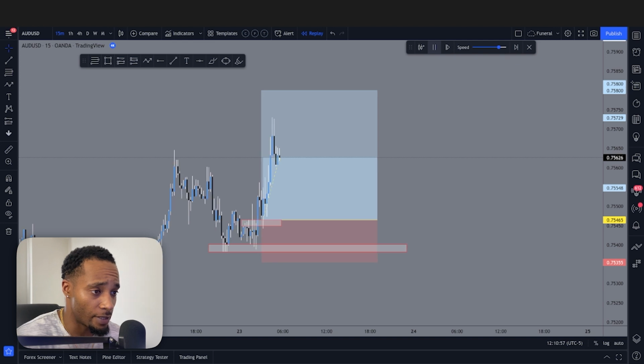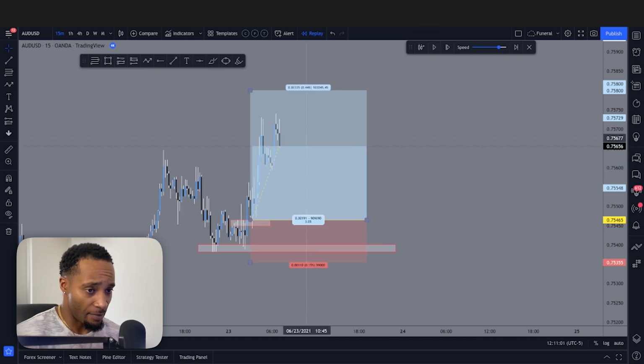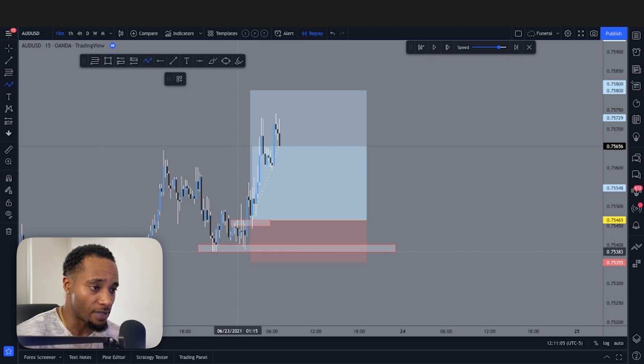The market starts to retrace a little bit, comes back. Same thing again. Where did we come back to? Previous structure resistance that was broken to the upside. We came back and retested it perfectly right here.